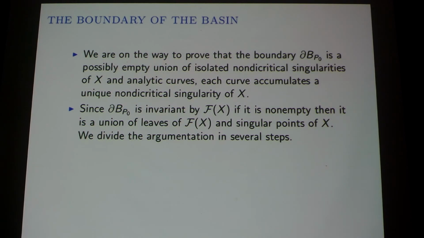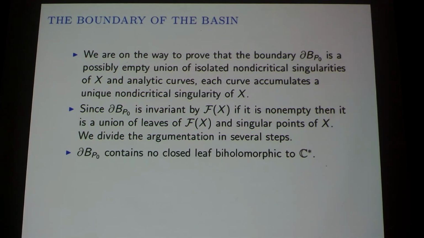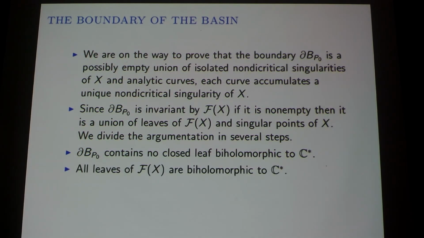Okay, so basic things: are the boundaries invariant? That's the boundary of the basin, and it's a union of leaves and singular points. The first thing to prove in order to study the boundary is to observe that the boundary cannot contain a leaf which is closed. Every leaf in the boundary has to go to some singularity. It cannot be a closed leaf, holomorphic to C star, for example. And then we know that all leaves are holomorphic to C star.